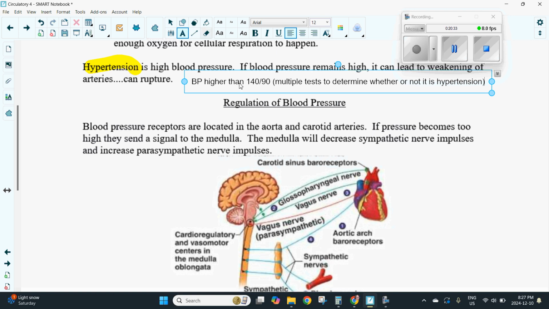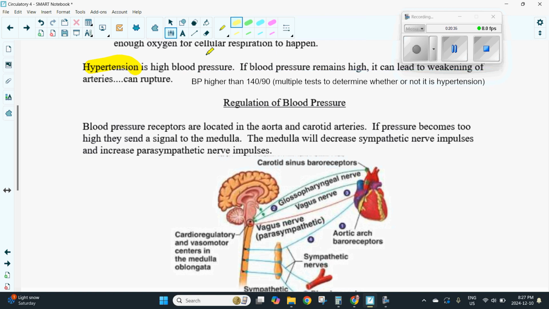So blood pressure receptors, okay, we had chemoreceptors in the case of the respiratory system, but blood pressure receptors are located in the aorta, okay, at the top of the heart, and the carotid arteries. Okay, the carotid arteries are located in your neck, so you might want to jot that down. Okay, and they are going to the brain. Okay, you have one on the left side and one on the right side.